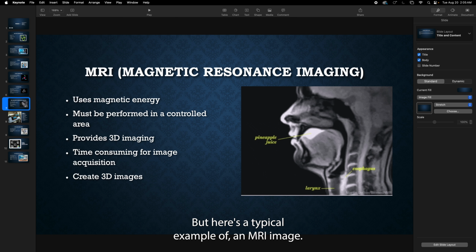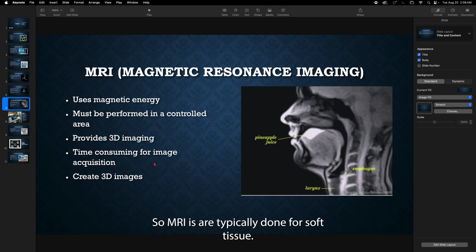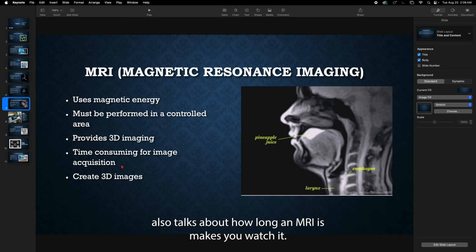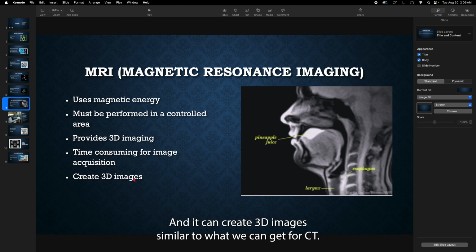But here's a typical example of an MRI image. Notice we don't get a lot of detail for the bone, right? So MRIs are typically done for soft tissue. It's time consuming for image acquisition. So there's a part of the video also talks about how long an MRI is. Make sure you watch that. And it can create 3D images similar to what we can get for CT.